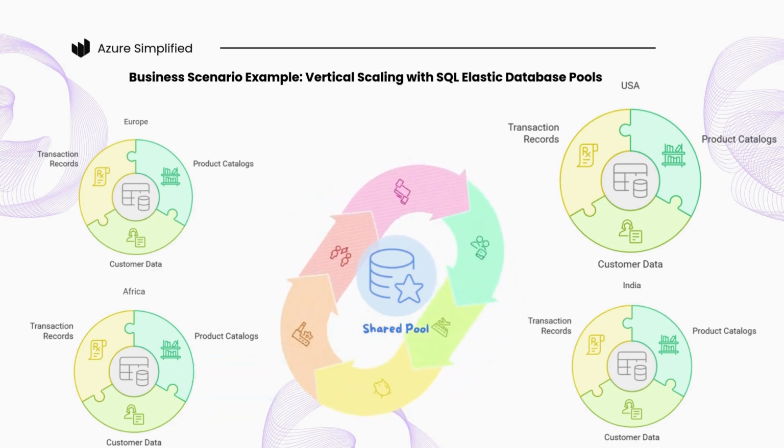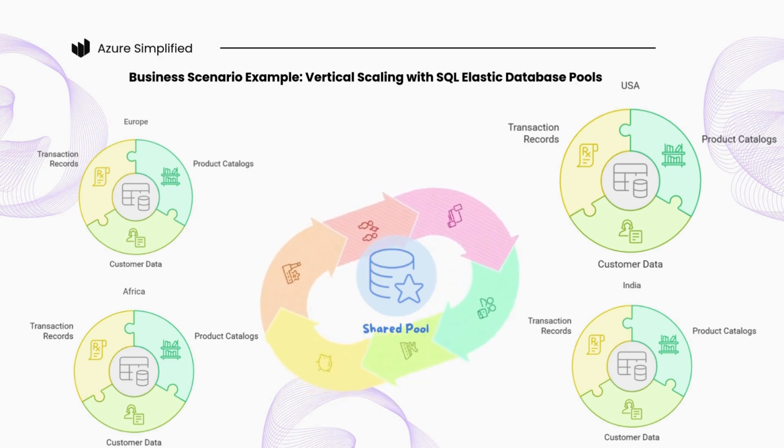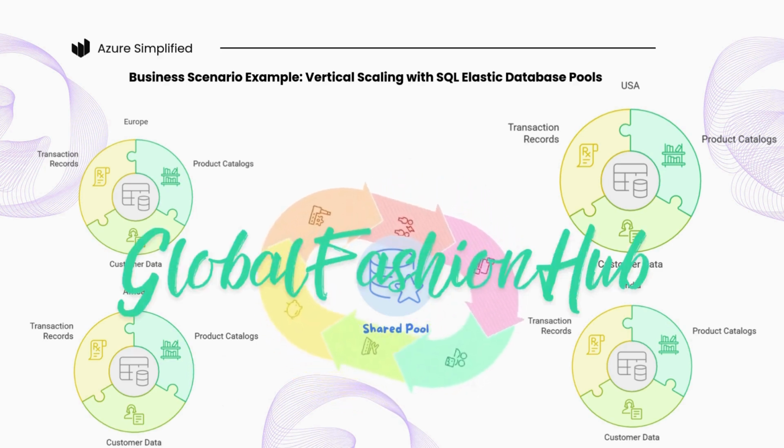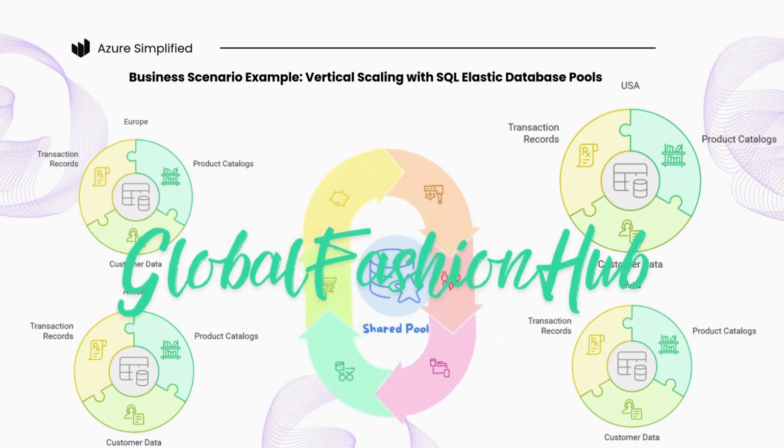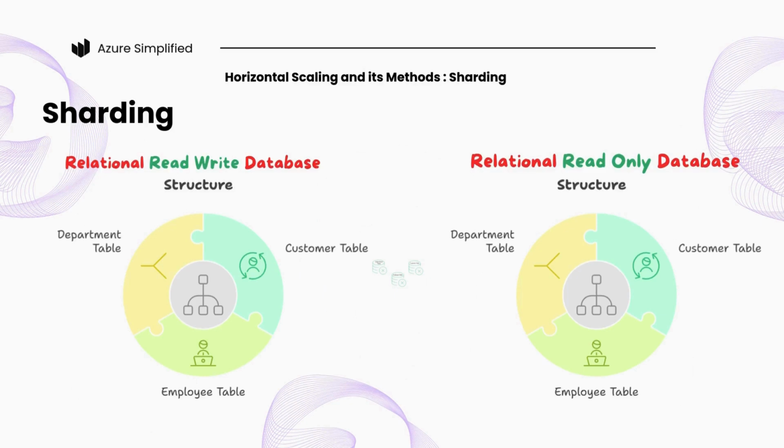By leveraging SQL Elastic Database Pools with vertical scaling, Global Fashion Hub can efficiently manage its international operations while optimizing performance and costs. Horizontal scaling and its methods.